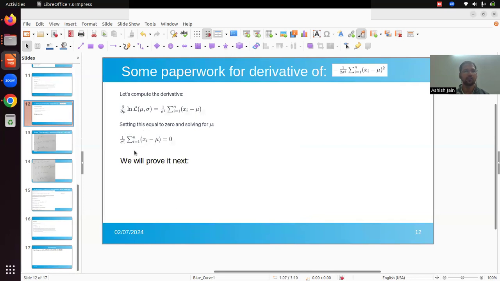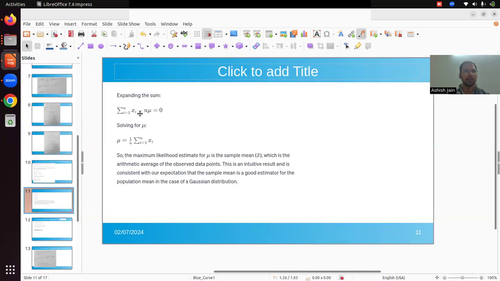And then we set it equal to 0. So we'll get this expression by expanding the sum. We take the summation of xi, and what comes with mu is the summation of mu n times. So it becomes n mu, and then the equation can be rearranged to get the expression for mu.